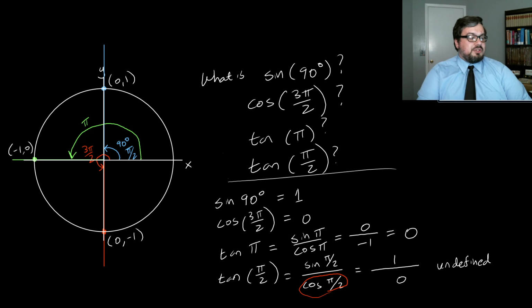One thing that we can do is use this interpretation of sine and cosine of an angle to understand more easily what happens when we start transforming functions. So let's look at some of these.